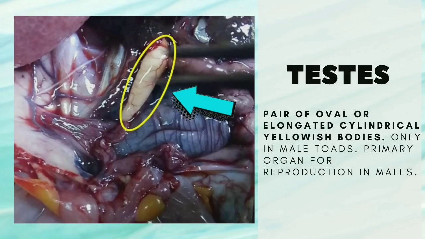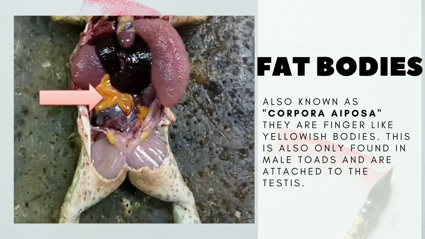The testis is a pair of oval elongated cylindrical yellowish bodies, only in male toads, and are primary organs for reproduction in males. Fat bodies, also known as corpora adiposa, are finger-like yellowish bodies. These are also found only in male toads and are attached to the testis.